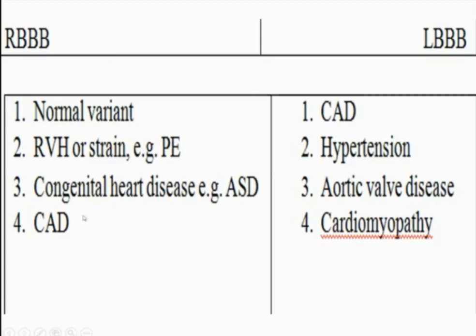But left bundle branch block is usually abnormal. It can be a manifestation of ischemia, hypertension, aortic valve disease, or cardiomyopathy.